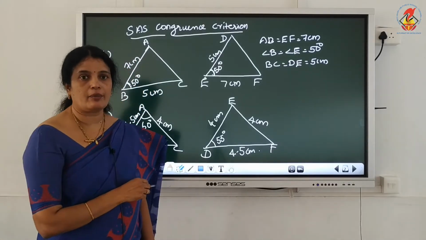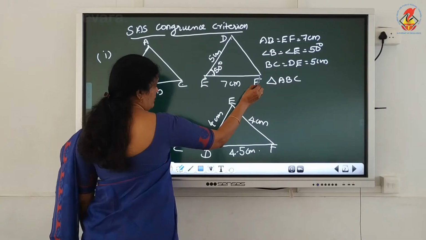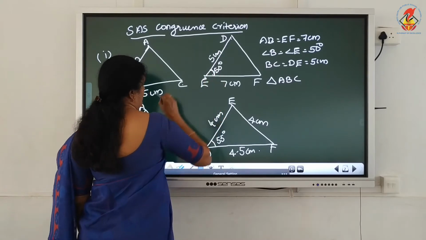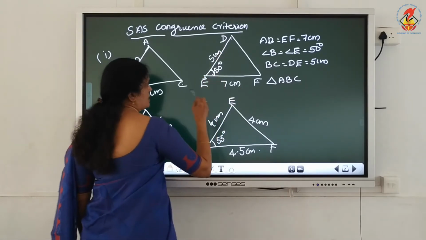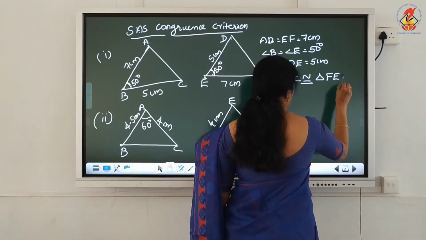How can you write the symbolic form of these two triangles? Here triangle ABC. First you start from A, that means 7 centimeter, then 5 centimeter you reach at angle B, that is 50 degree, and then C, BC 5 centimeter. The same thing you can start from F, E, D, because you start from F, the 7 centimeter you reach E, that means 50 degree, and again 5 centimeter. Okay, that means F, E, D is the corresponding letters.